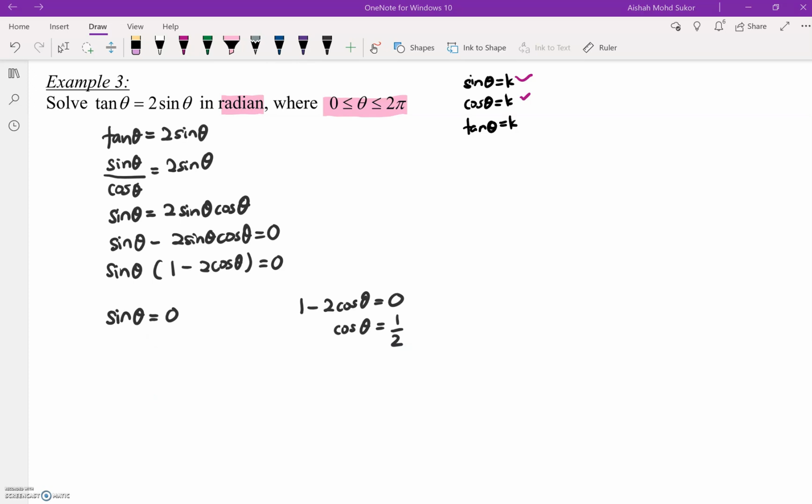To solve for sin theta equals to 0, it is easier for you to look at the graph of sin theta between 0 to 2 pi. By looking at the graph, to get sin theta equals to 0, theta must be 0, pi, or 2 pi. Therefore, theta is equals to.